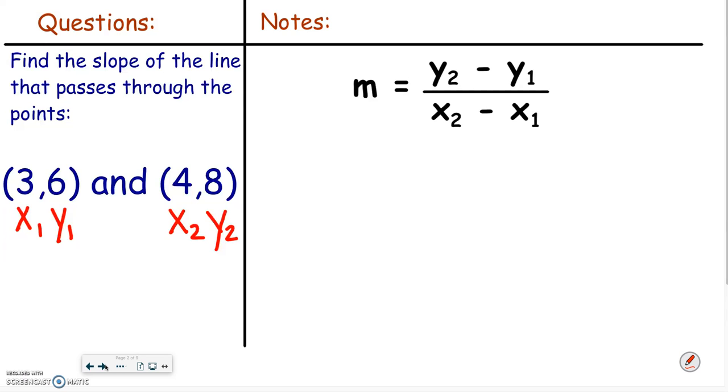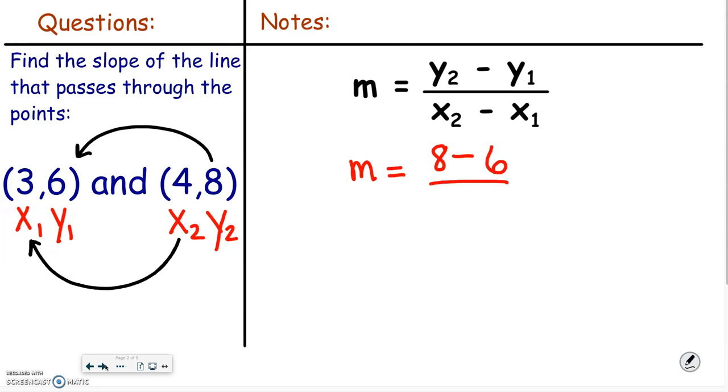Just make sure that you have x1 with y1 together in the same ordered pair and x2 together with y2 in another ordered pair. Now my slope formula is m equals y2 minus y1. On the top of my fraction, y2 minus y1, that would be 8 minus 6. And then on the bottom of the fraction, it's x2 minus x1, so 4 minus 3. Simplify the top of the fraction, and you get 2. The bottom, you get 1. 2 divided by 1 is 2 in simplest form.